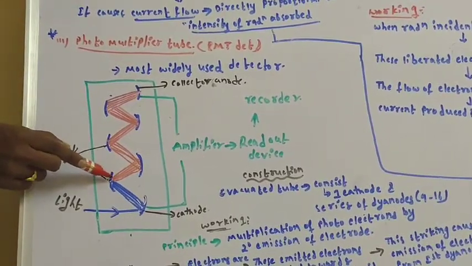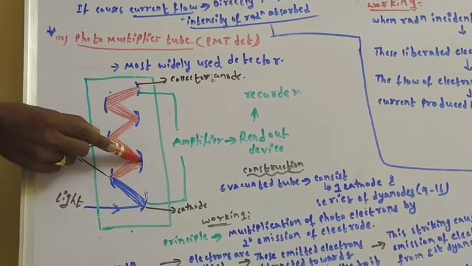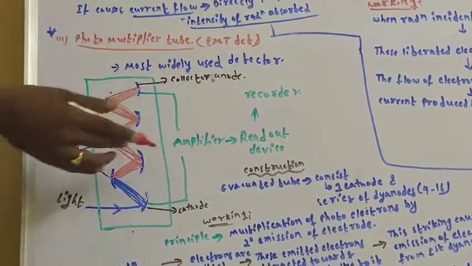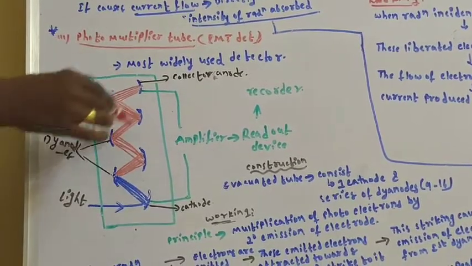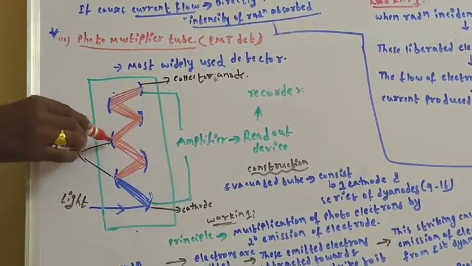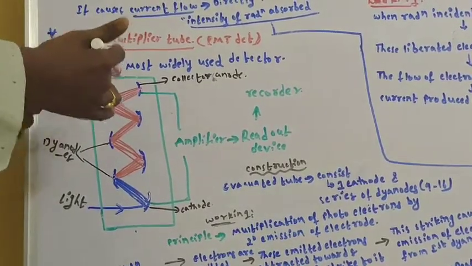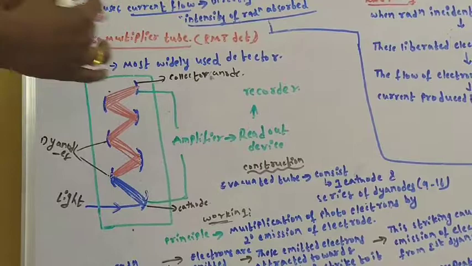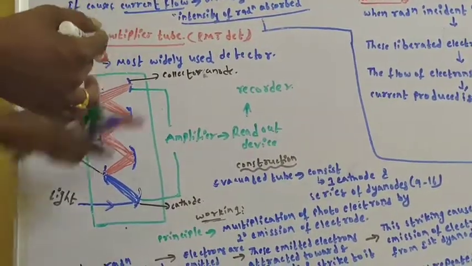Whenever the electrons coming from the first dynode strike the second dynode, some more electrons will be produced. Then the electrons from the second dynode move to the third dynode, fourth, and fifth, like that pattern. With every strike, the electrons are multiplied each time. That's why it is known as a photomultiplier tube.